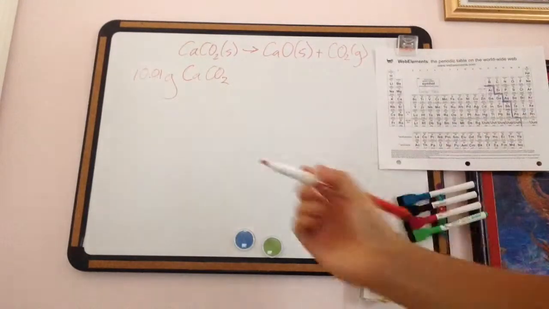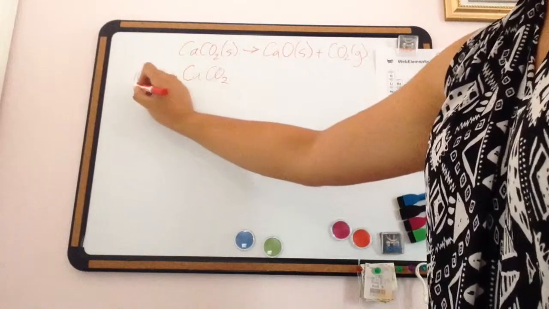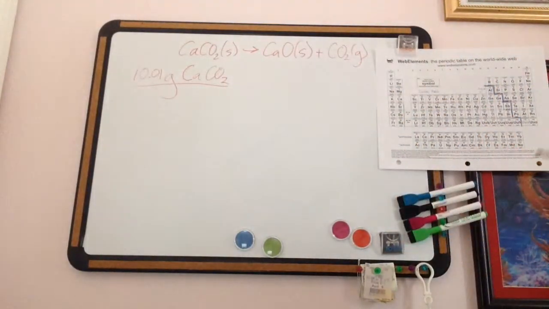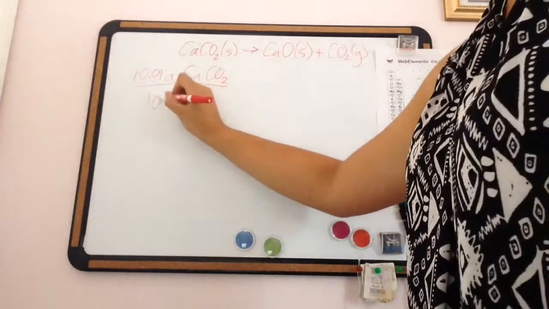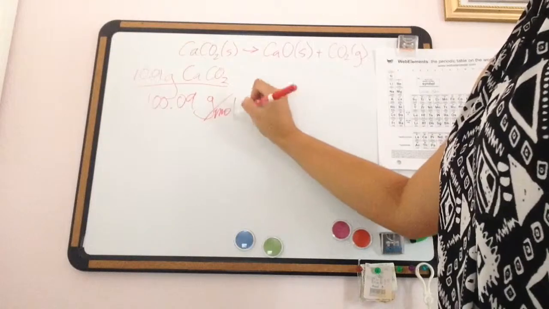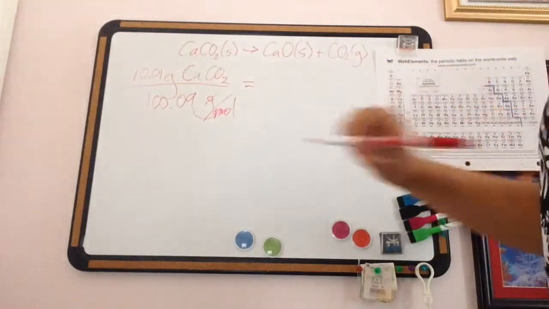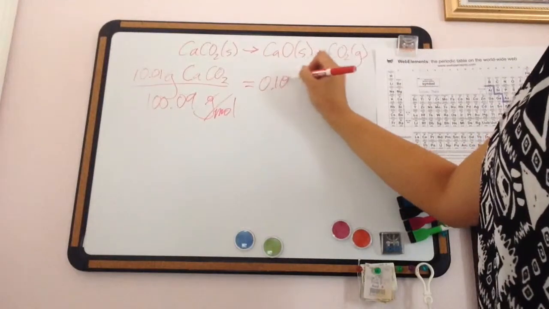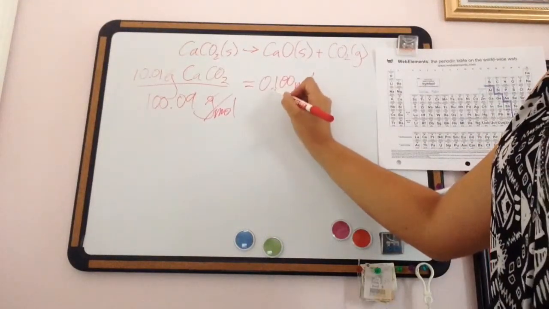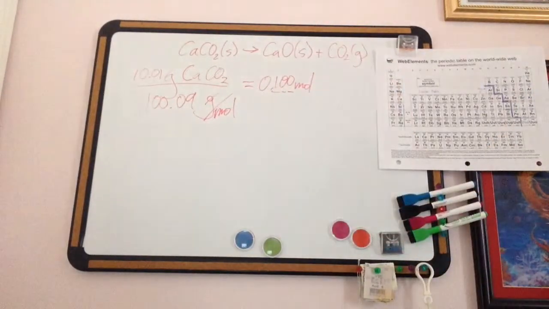So the first step is to convert this into moles. So you take the 10.01 grams and you divide by the molar mass. Now the molar mass of calcium carbonate is 100.09 grams per mole. So grams cancel out and you're left with 0.100 mole. And always make sure that you have moles written to 3 significant figures. It just keeps things easier.